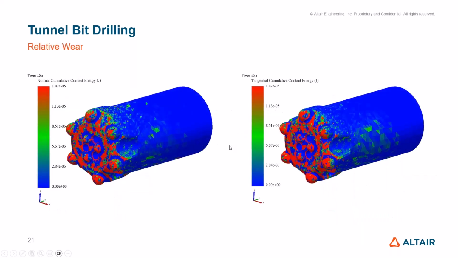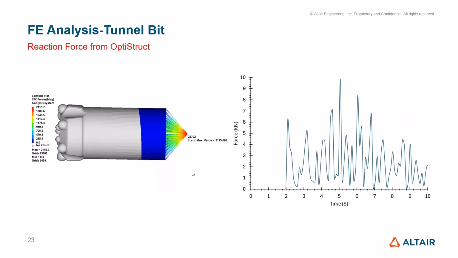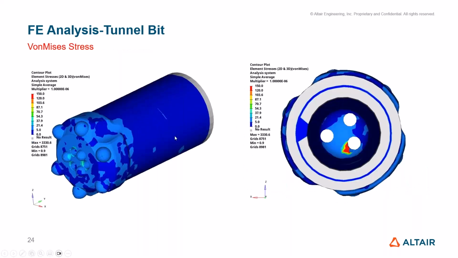Now these are some of the results from EDEM, where we are able to understand the wear from the relative wear physics model. And here from FEA, we can see the displacement on the rigid model, and also, due to the enforced displacement, the reaction force obtained from the co-simulation, and the von Mises stress, which was low, and here is the critical location.